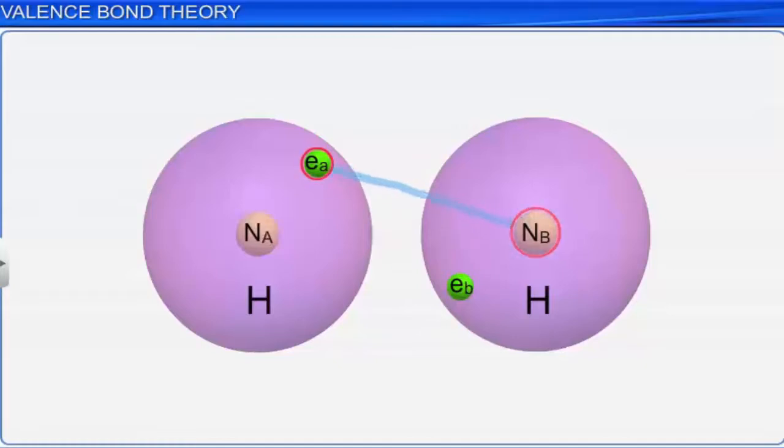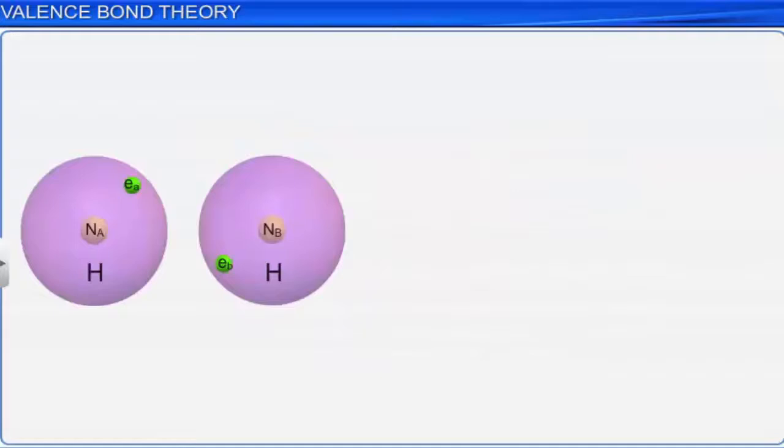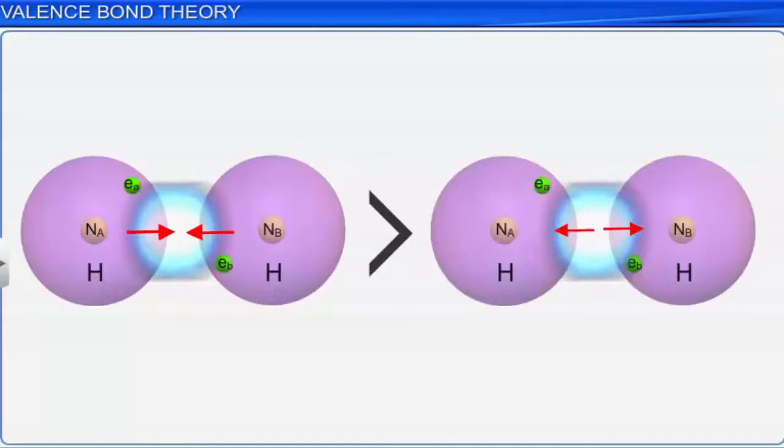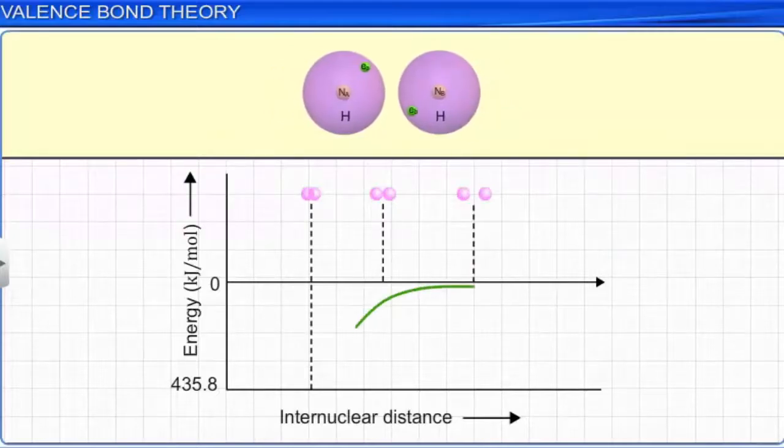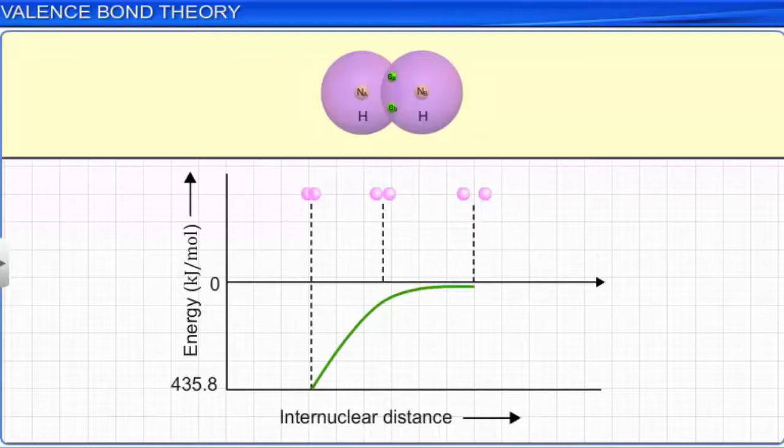Simultaneously, repulsive forces also arise between the two electrons Ea and Eb, and the two nuclei Na and Nb. Experimentally, it is found that the magnitude of the new attractive forces is more than that of the new repulsive forces. As a result, the potential energy decreases as the two hydrogen atoms approach each other. Ultimately, a stage is reached where the nuclei remain at an optimum distance, such that the net force of attraction balances the net force of repulsion.